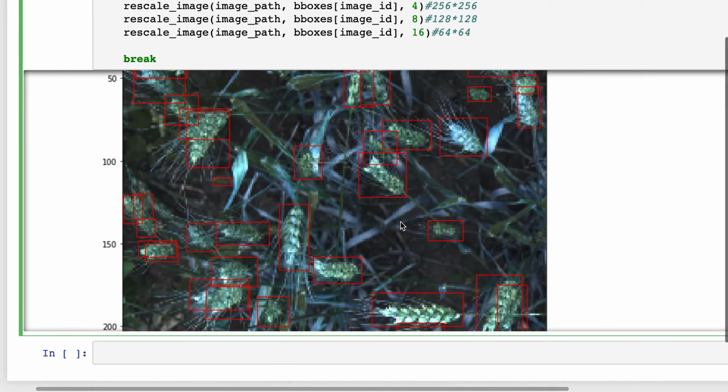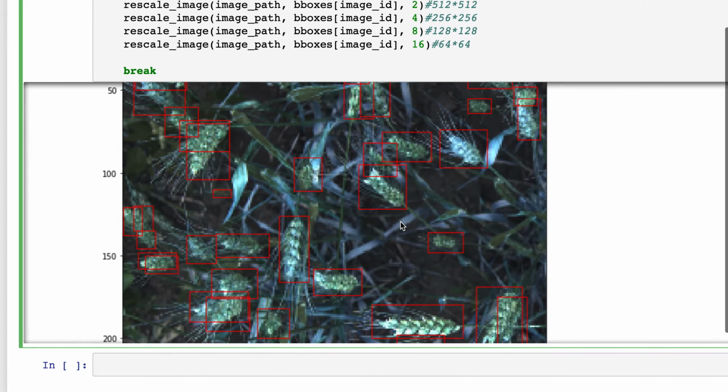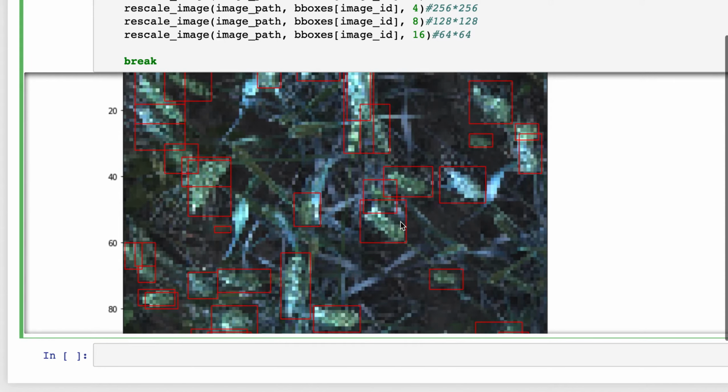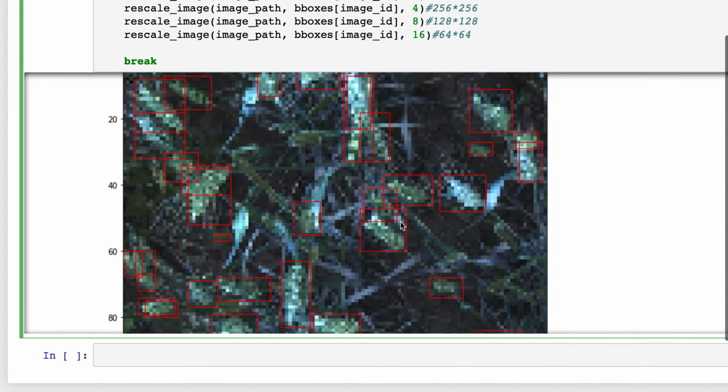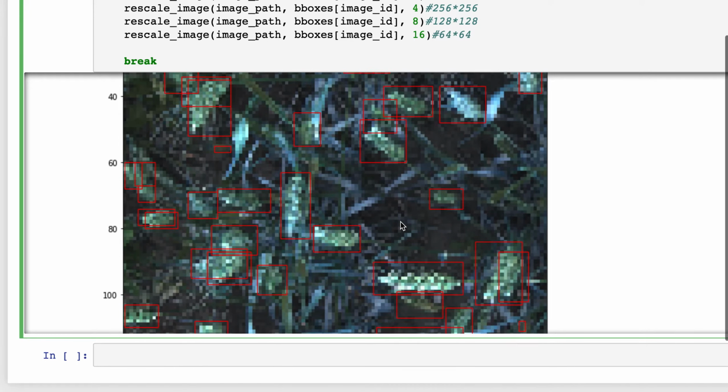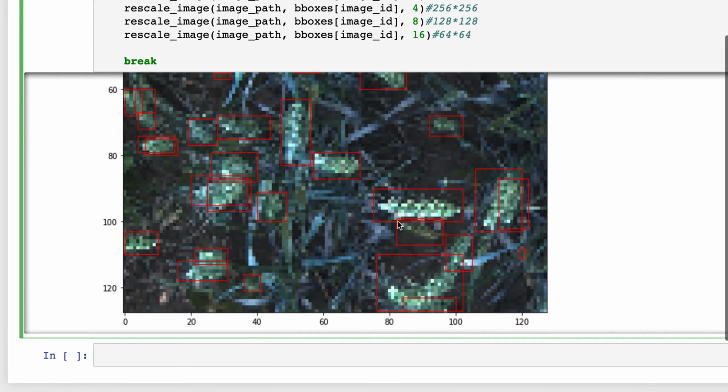256 cross 256 is really good actually. It's good enough. This is 128 cross 128. This definitely is pixelating, but a part of it is that there aren't too many pixels. A part of it is also that we've blown it up too much.